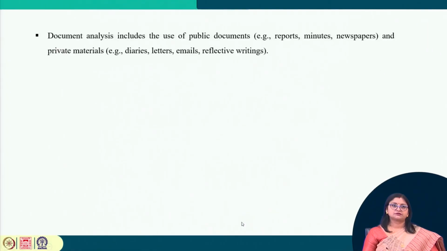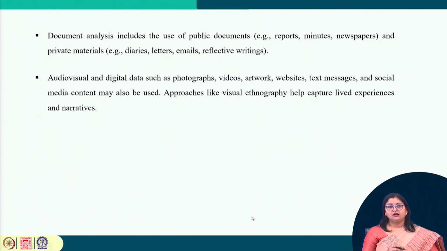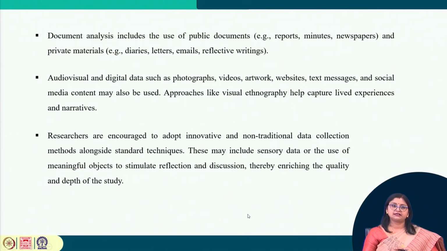Document analysis is also being utilized, and it includes the use of public documents, reports, minutes, newspapers and private materials like diaries, letters, emails, reflective writings, etc. Also, audiovisual and digital data such as photographs, videos, artworks, websites, text messages, social media content may also be used, and approaches like visual ethnography help capture lived experiences and narratives.